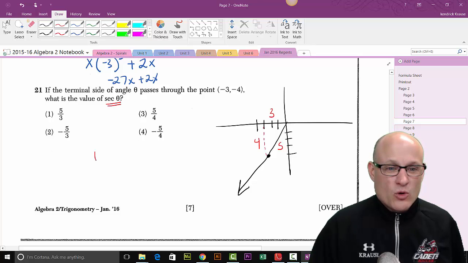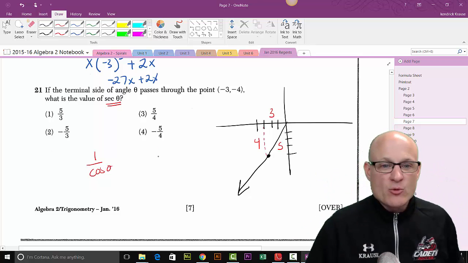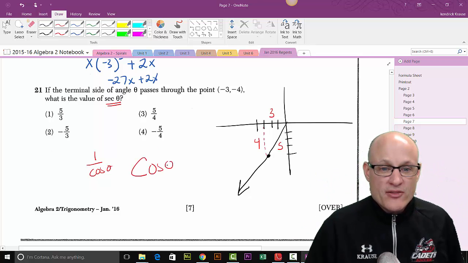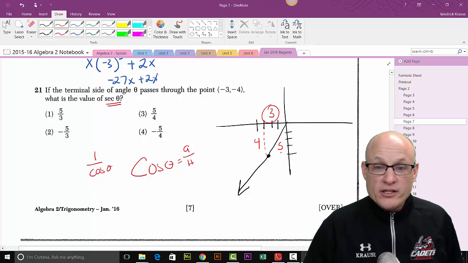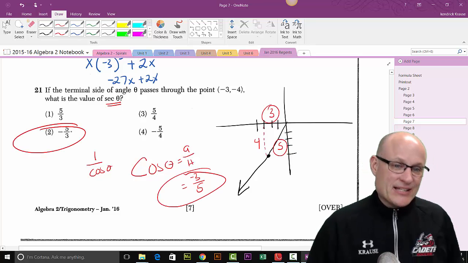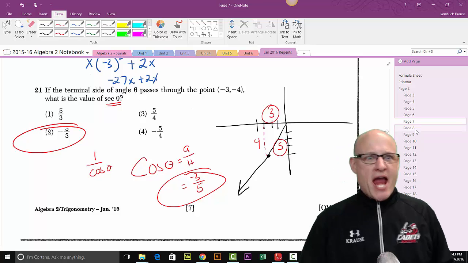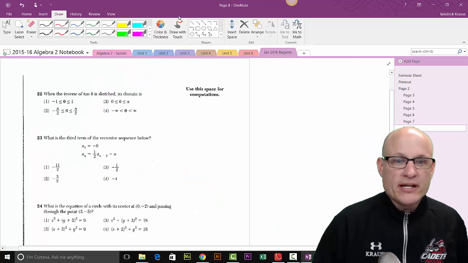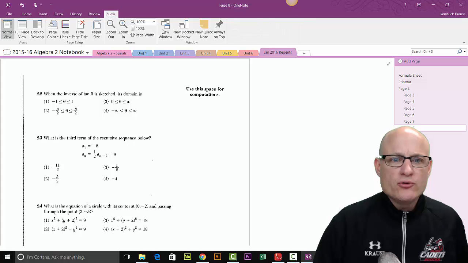Now secant is really 1 over cosine, or it's cosine flipped. And we know that cosine of theta is equal to 3 over 5. But we're in the third quadrant, so it's -3 over 5. Now, since cosine is -3 over 5, secant is -5 over 3. Moving on.